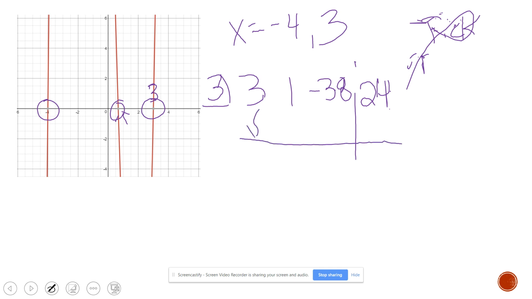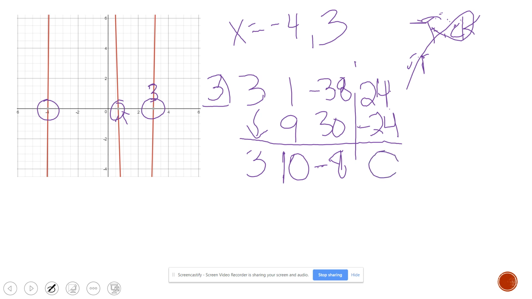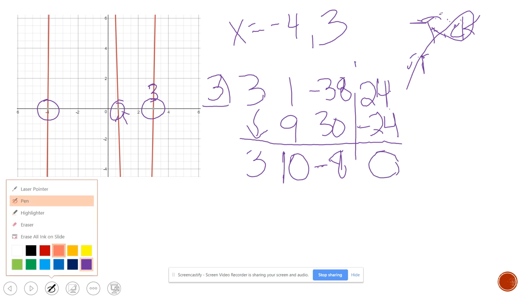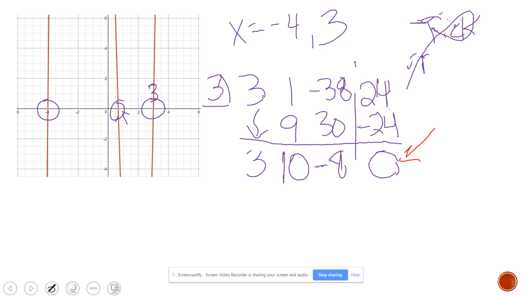All right, so bringing down that 3, times 3 is 9. 1 plus 9 is 10. 3 times 10 is 30. -38 plus 30 is -8. 3 times -8 is -24. And 24 and -24 is 0. Now we knew we had to get a 0 here for our remainder because we've already found it as one of our answers from our calculator.